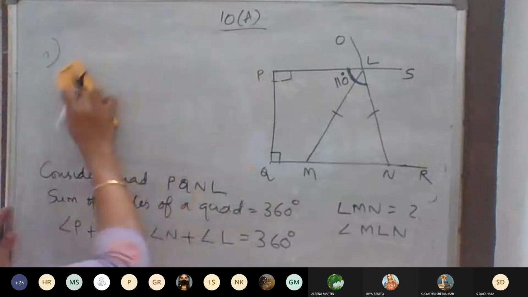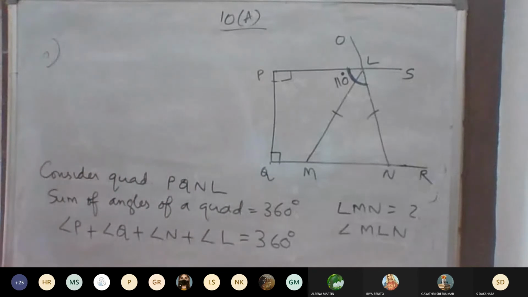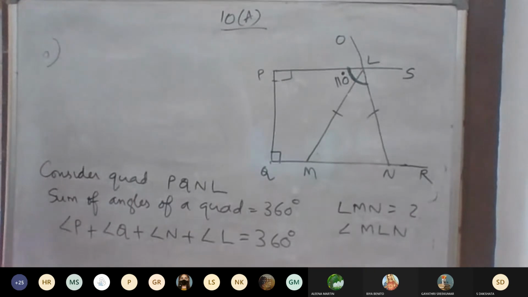So substitute the values. Angle P, that you can say. I won't say. Open your mouth, tell me that value, substitute and find the value of L, or find the value of N. Which one you have to find out? Angle N. Then do it.